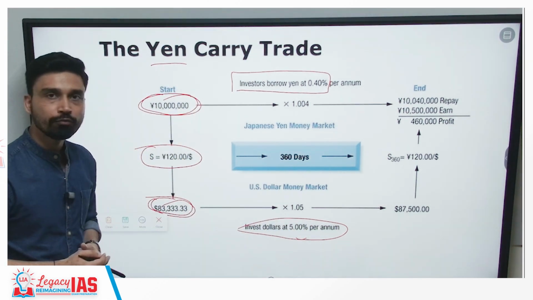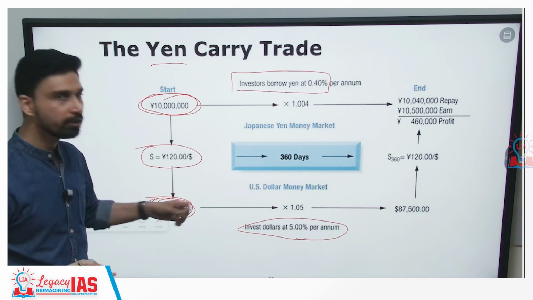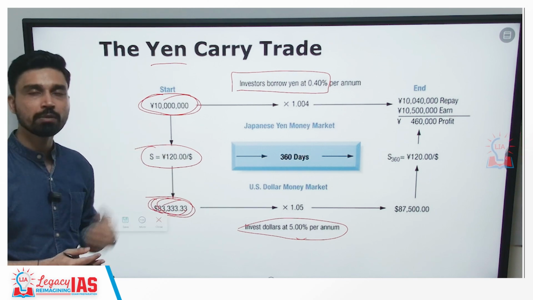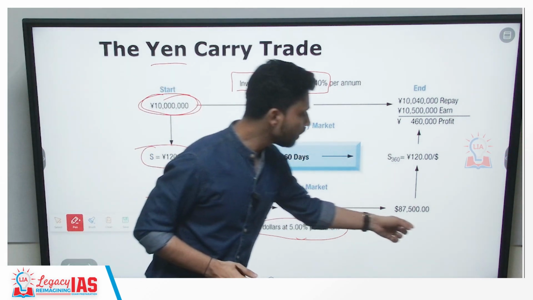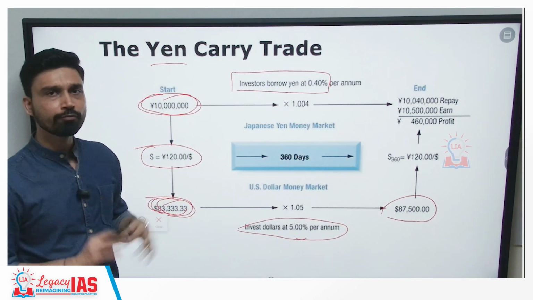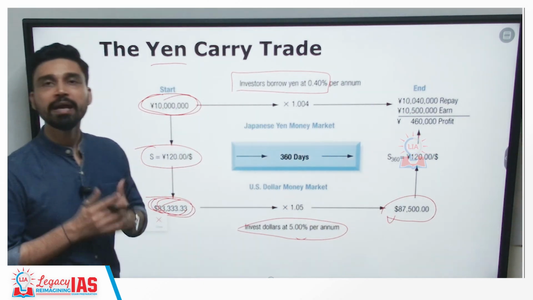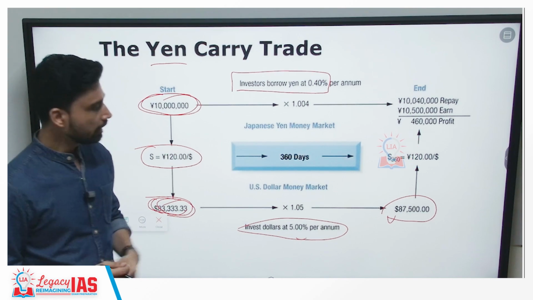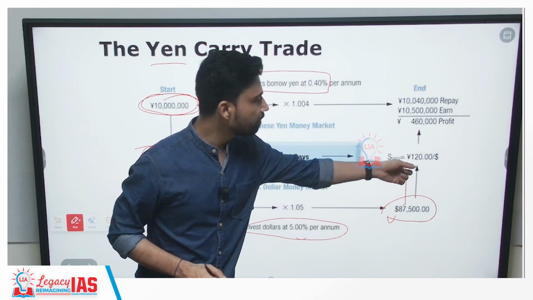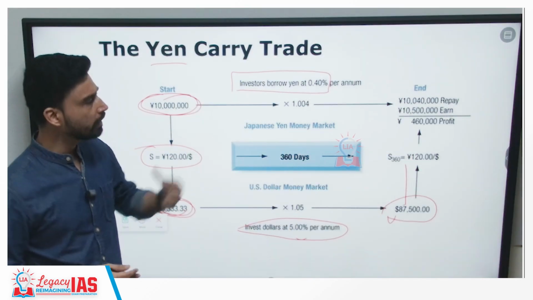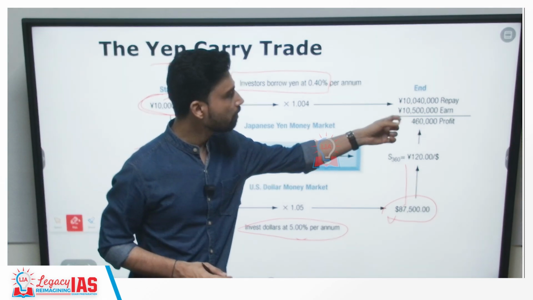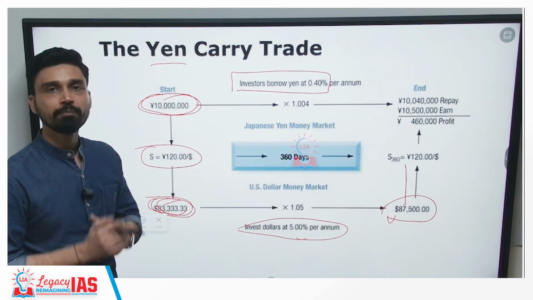That means at the end of the year, the $83,333 that you have borrowed from the Japanese market in yen has given you a total return of roughly $4,000, and now your capital has become $87,500. Again, you convert this $87,500 at 120 yen per dollar, and it becomes about 10.5 million yen.